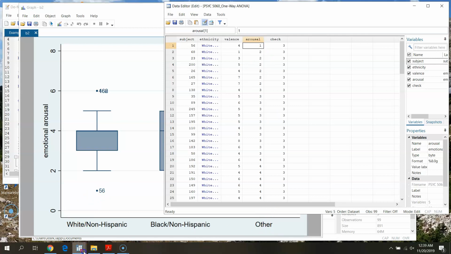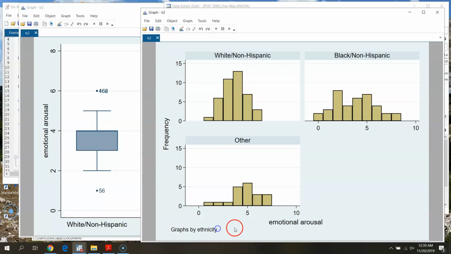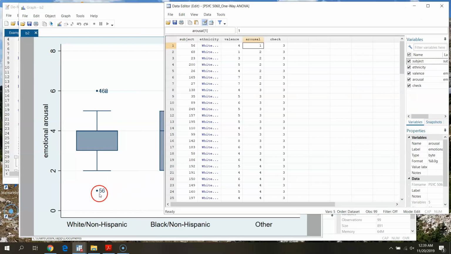Again, if we take a look at our histogram, this isn't a case that we're going to be worried about. This is a beautiful distribution, but we will want to note on the box plot that this is still falling below 1.5 times the interquartile range.